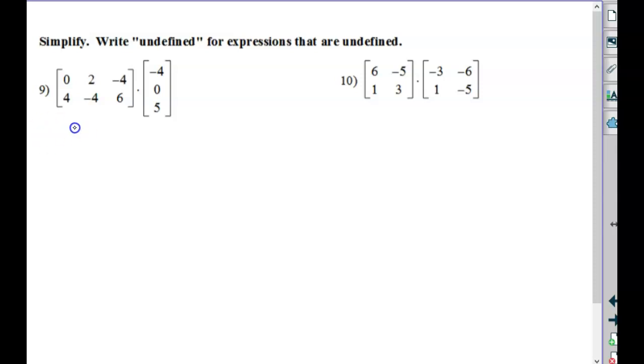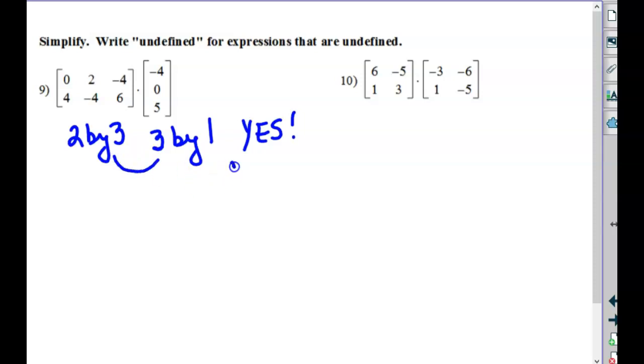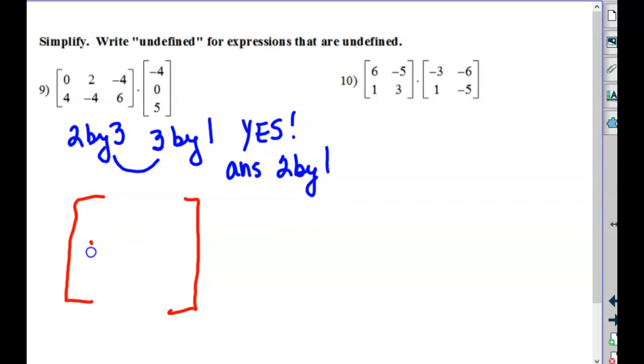What's the size of this first one? 2 by 3. This is a 2 by 3, and this is a 3 by 1. So yes, we can do it because these are the same. What size answer will we get? 2 by 1. Okay, so I'm going to write a big 2 down by 1 matrix, but we're going to show our work. Does that make sense? So we can remember this for our notes.